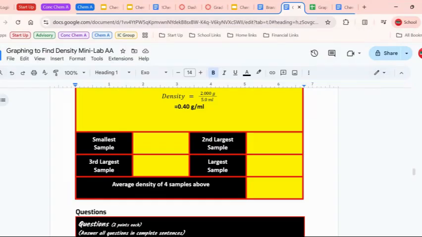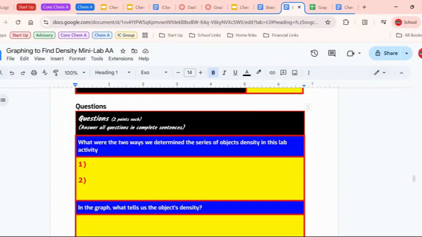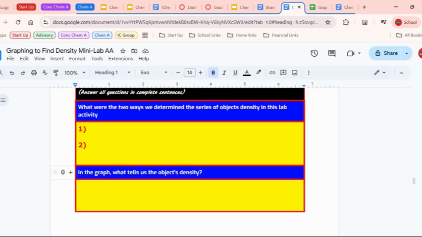Now, let's take a look at the questions. I just answered these questions for you. What are the 2 ways we determine the density of objects in this lab activity? We just gave you those. We also just explained to you how to find the density on the graph. You just need to tell me how we did it. So those 2 questions are taken care of.